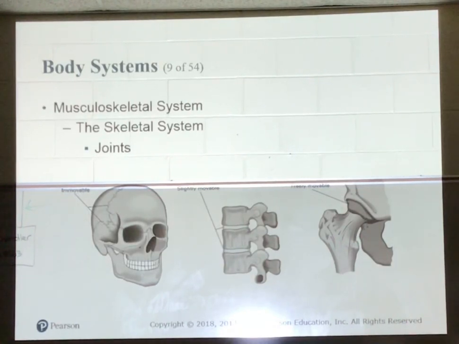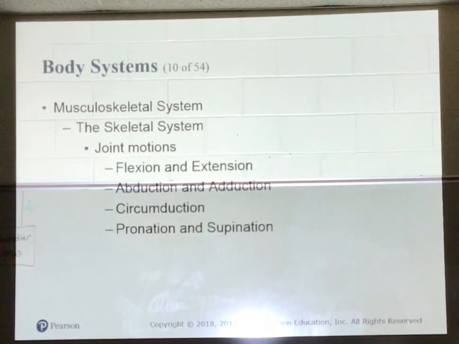All right, joints. This is points where one bone meets another. Can be movable, slightly movable, or immovable. There's different kinds. Your motions, you have flexion and extension, abduction and adduction, circumduction, pronation and supination. Flexion is bending towards the body or decreasing the angle between the bones or parts of the body. Extension, straightening away from the body or increasing the angle.